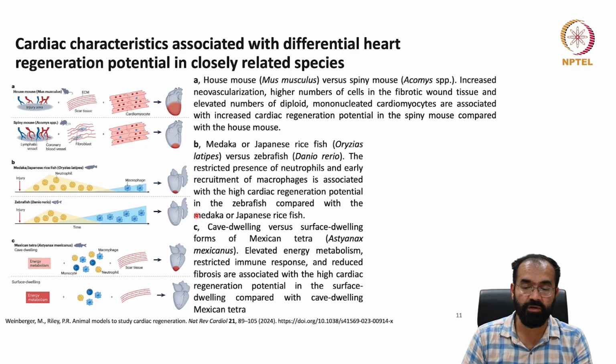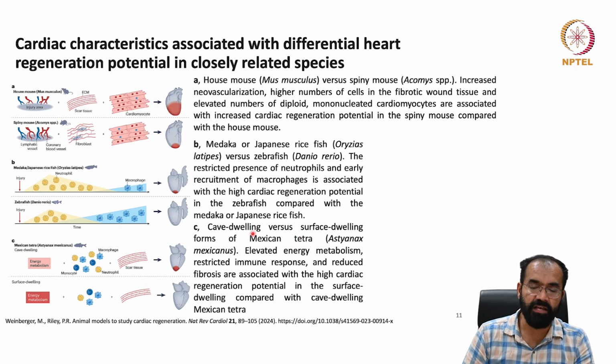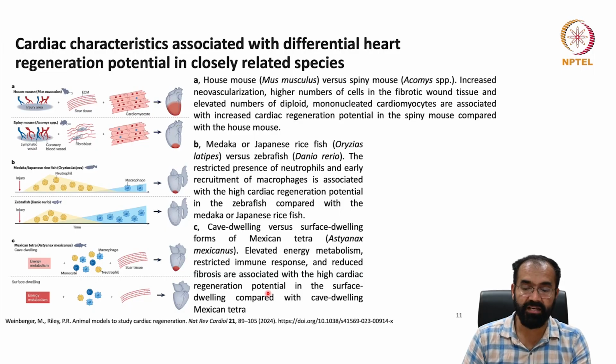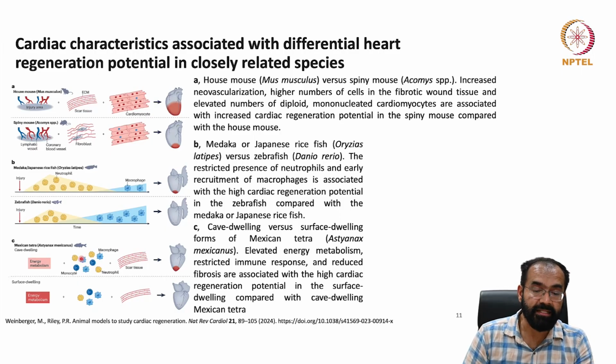Now let us come to the cave dwelling fish. Very interesting. Cave dwelling versus surface dwelling forms of the Mexican tetra, Astyanax mexicanus. Elevated energy metabolism, restricted immune response and reduced fibrosis are associated with high cardiac regeneration potential in the surface dwelling form compared to the cave dwelling form. You can see here their energy metabolism, and also you can see their immune cells. In the cave dwelling form, the immune response is strong compared to that of the surface dwelling form, and because of the low immune response in the surface form, you are able to get a proper regeneration.